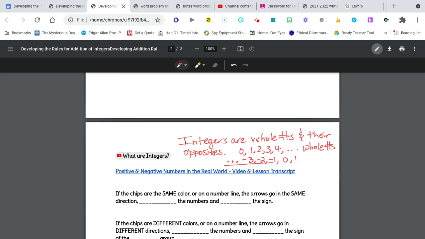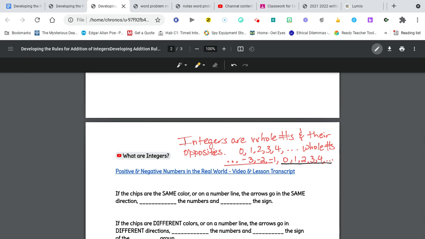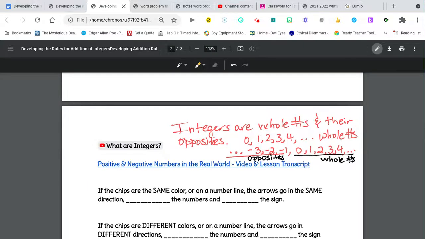And then if I were to do this, those are all the whole numbers. These are all the whole numbers, and these are all their opposites. Just the negative counterparts. Okay, that's all that means. So on that green page I assigned, you're going to need to put integers, or whole numbers and their opposites. And these are some examples. These are some of the opposites, and these are the whole numbers.